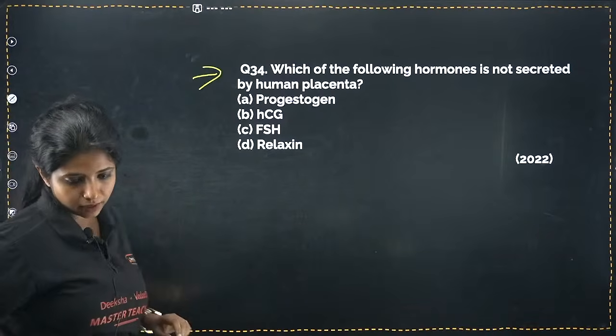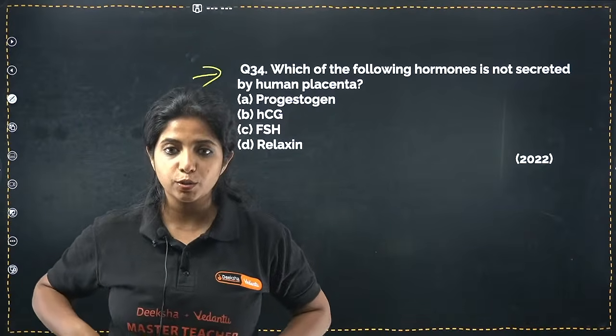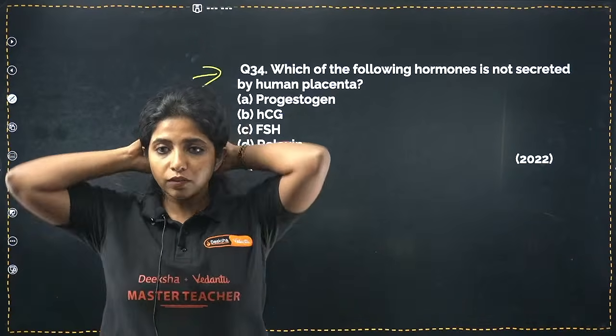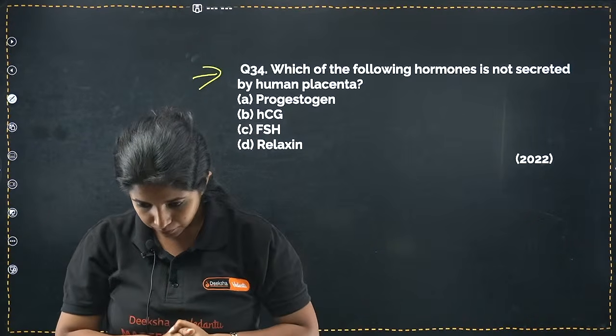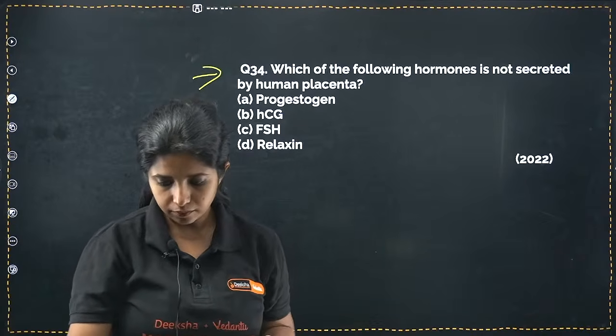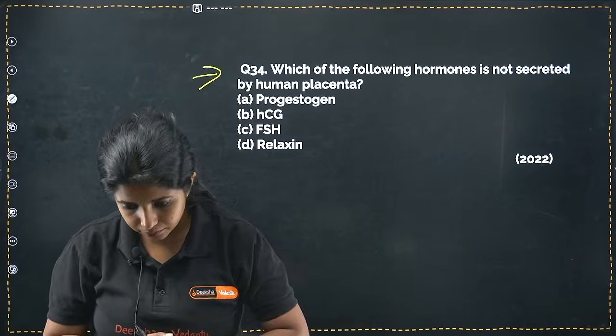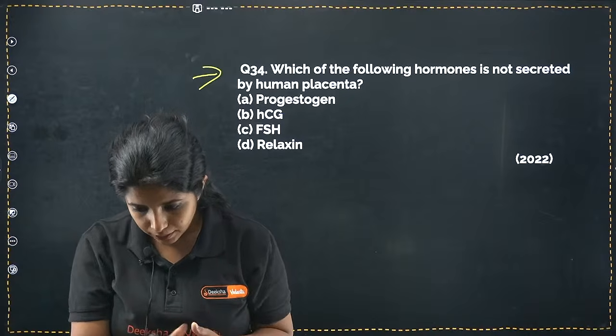Guys, next question by the way, and after that I'll go ahead and give the answer for children who are in doubt. Okay. So which one of the following hormones is not secreted by the human placenta? Be very careful over here. 32, okay, I'll come back to that. Don't worry, I'll come back to question 32.